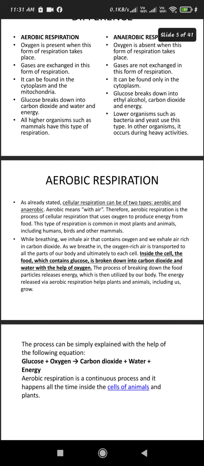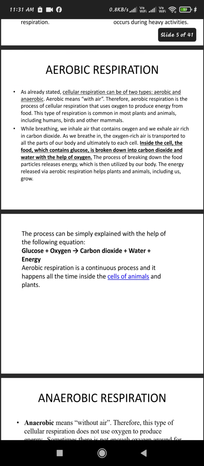Okay, so now first is aerobic respiration. Aerobic means with air. So this respiration takes place in the presence of oxygen and it produces energy. It is common in most plants and animals, including humans, birds and other mammals. While breathing, we inhale air that contains oxygen and we exhale air rich in carbon dioxide. As we breathe in, the oxygen-rich air is transported to all parts of the body and ultimately to each cell. Inside the cell, the food which contains glucose is broken down into carbon dioxide and water with the help of oxygen. The equation for this is: glucose, when it reacts with oxygen, gives you carbon dioxide, water and energy.